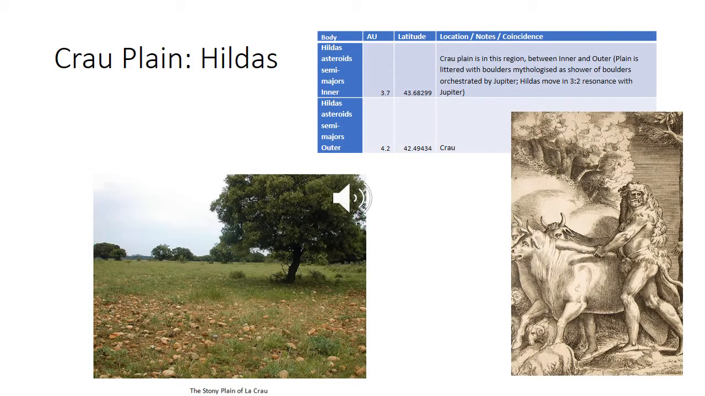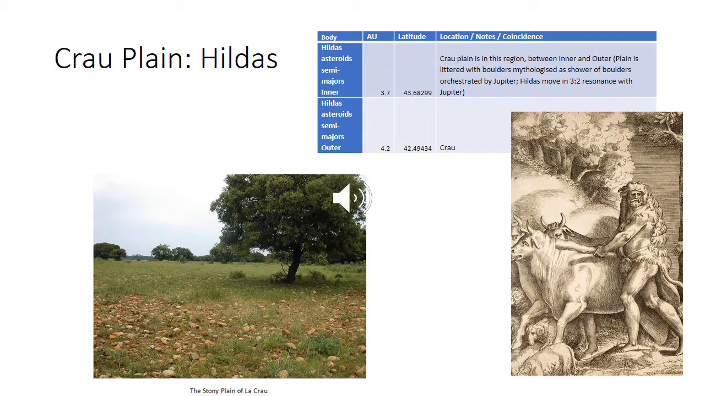Now, this is a particular favourite of mine, another very neat correspondence here. The Hilda asteroid group is at the latitude that includes the Crau Plain in the south of France. Now this group of asteroids, we know it moves in a 3-2 resonance with Jupiter. So in that sense, it's a field of asteroids that is orchestrated, directed by Jupiter.